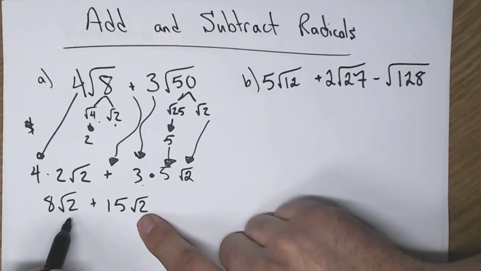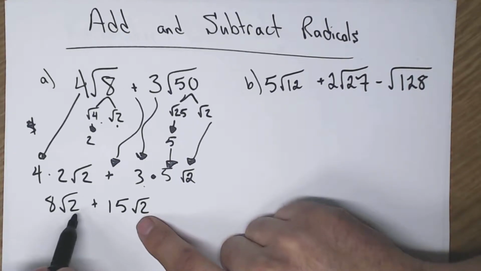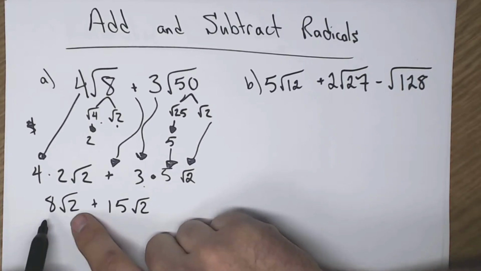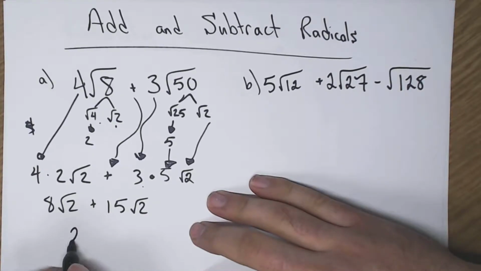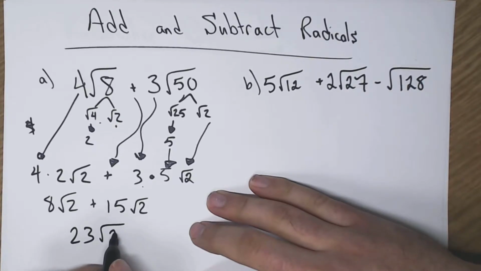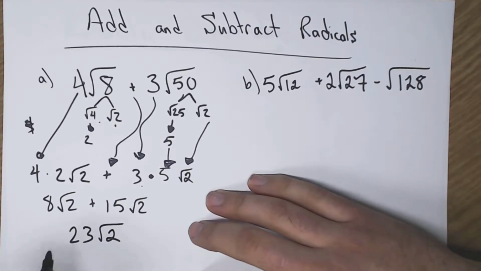Now both of these are the same. They're both square roots of 2. So I can treat it like an x. 8x plus 15x would be 23x. But in this case, it's the square root of 2.